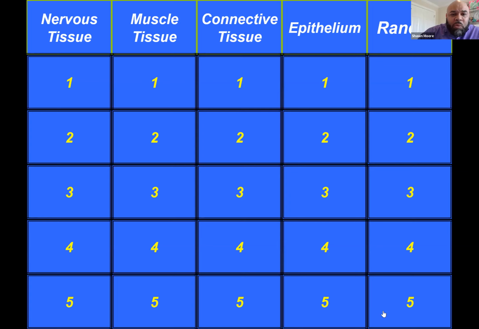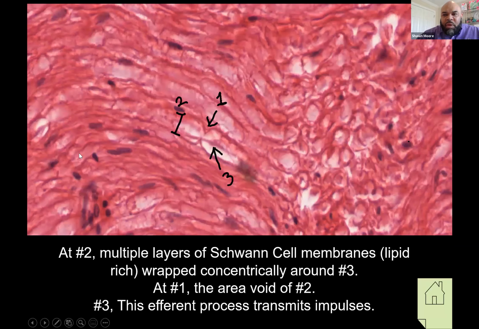We can go through a few samples. However, this does have an MP3 download of the Jeopardy theme song, so we'll just go through one. Let's do Nervous Tissue for 2. This is a multiple step question. At number 2, multiple layers of Schwann cell membranes, which are lipid rich, wrapped concentrically around number 3. Of course, this would be myelin, or the myelin sheath.